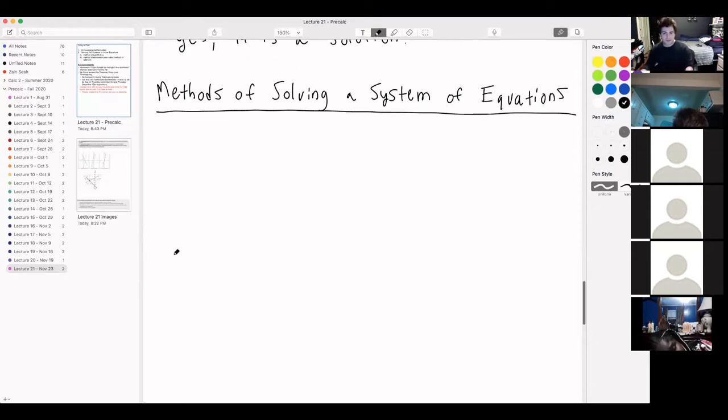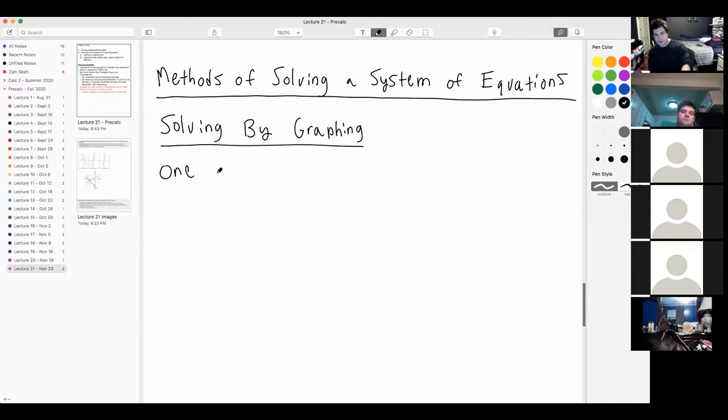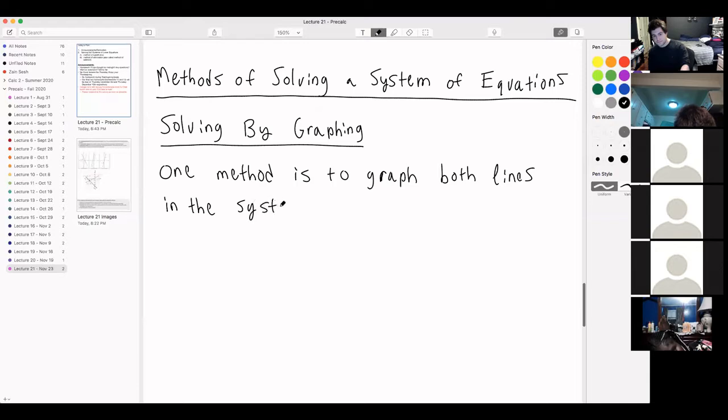Okay, the first one we will consider is solving by graphing. So, first one, solving by graphing. Okay, so what is this? What's the general model here? So one method is to graph both lines in the system and see where they intersect.